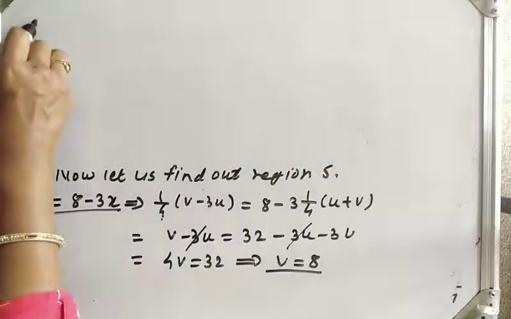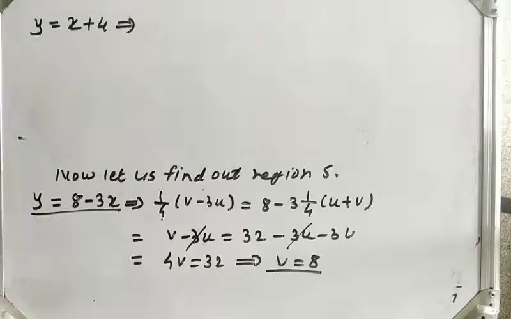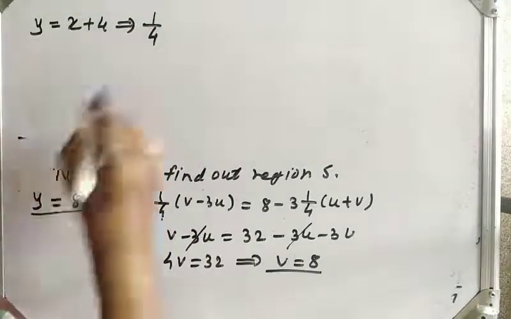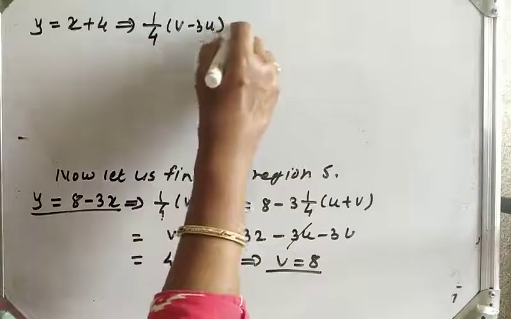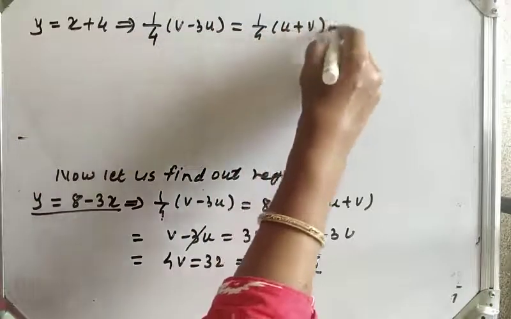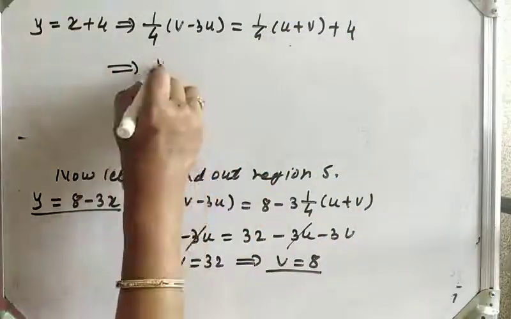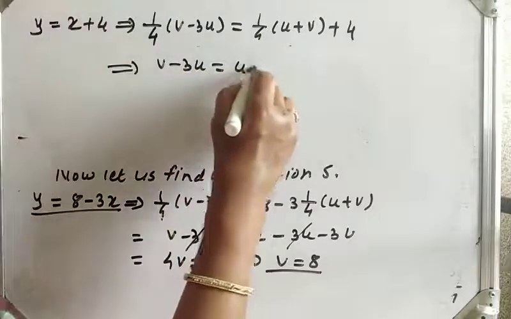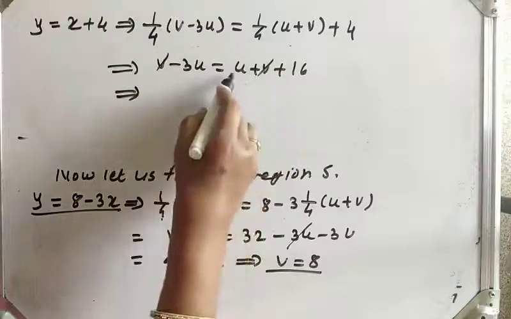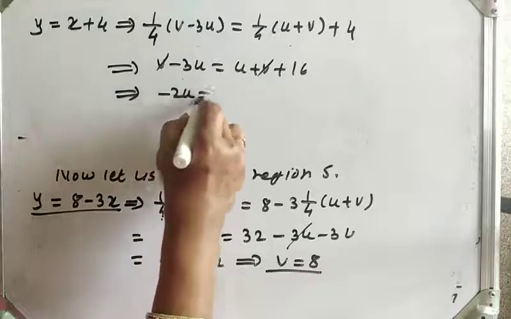Second equation of line in region R, y is equal to x plus 4. This implies our given y, using the given transformation, 1 by 4 v minus 3u is equal to our x, which is 1 by 4 u plus v plus 4. Let us multiply by 4 on both sides. v minus 3u is equal to u plus v plus 16. v gets cancelled. We can shift this 3u here or this u here.